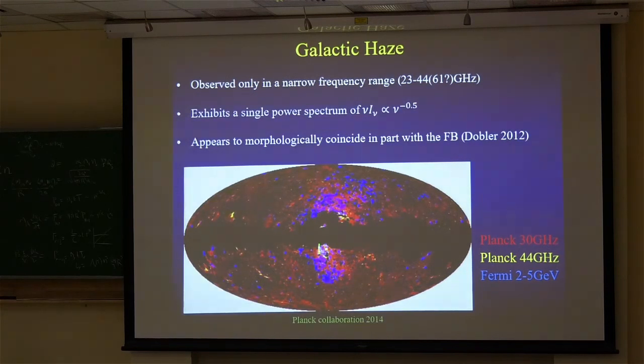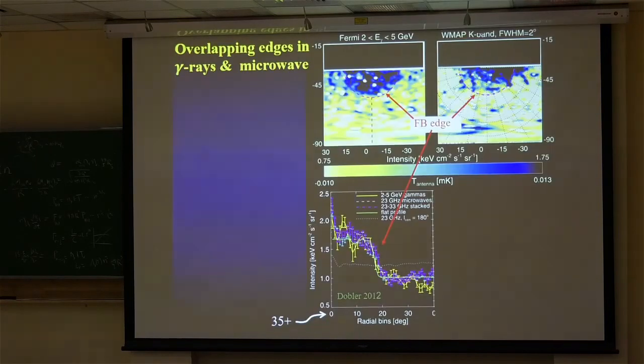So the morphological coincidence, I think, is very strong. I'm not sure all of you agree, but this is trying to show this. This is a more quantitative example of this. On the left you see the Fermi map, and on the right you see the W map, the haze, and the edges are pretty much aligned.